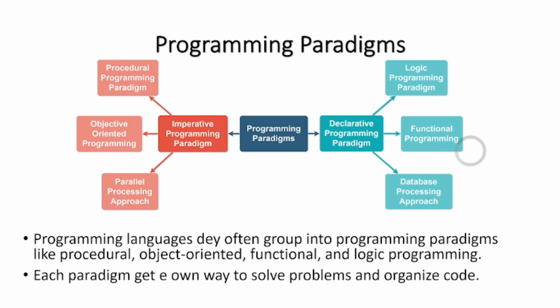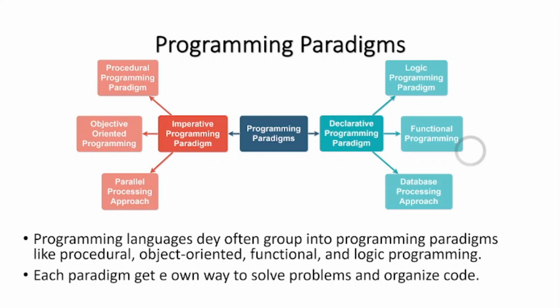Now let's talk about programming paradigm. That means programming paradigm means say we get different type of programming language and their use case and the way wey we take dey use dem dey different. Now programming languages dey often group into programming paradigms like procedural, object-oriented, functional and logical programming. Now that means there are different types of programming languages. Now all of them no dey work the same way. All of them get their strengths and their weaknesses.